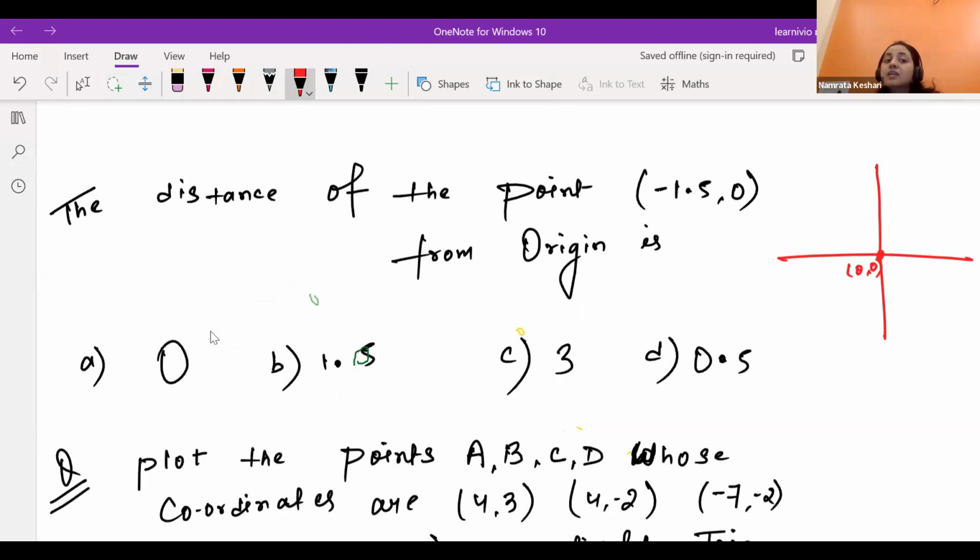The question is saying that the distance of the point -1.5, 0. -1.5, 0 कहाँ पे होगा? Let's see. -1.5, 0. Ma'am, it will be on X dash.